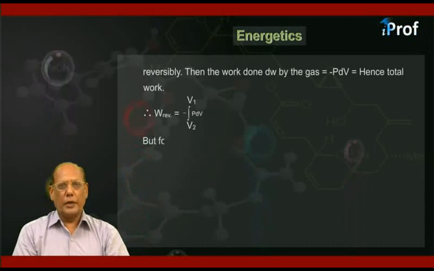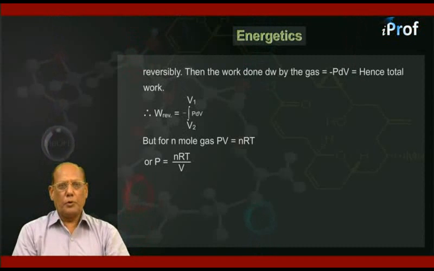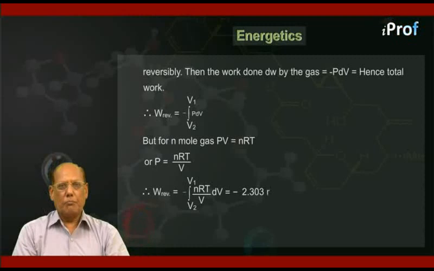But for n mole gas, we know PV equal to nRT or P equal to nRT upon V. Therefore, W reversible will be equal to minus integration V1 to V2 nRT upon V dV. That's equal to minus 2.303 nRT log V2 by V1.